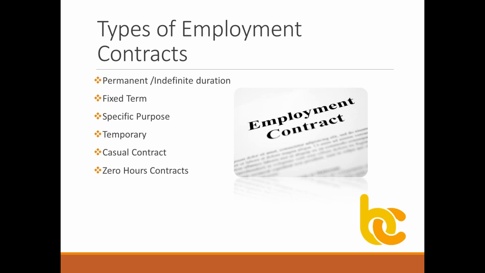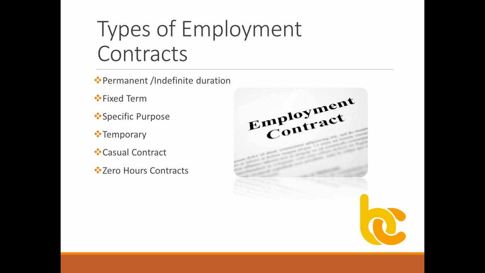You also have fixed term contracts. So this is if a person is being employed for a limited but defined period. You might be taking somebody on for a 6-month contract, so there's an end date in mind. You have specific purpose contracts, similar to your fixed term contract, but your person's being employed for a purpose, so there's really no end date set at the time of hiring them.